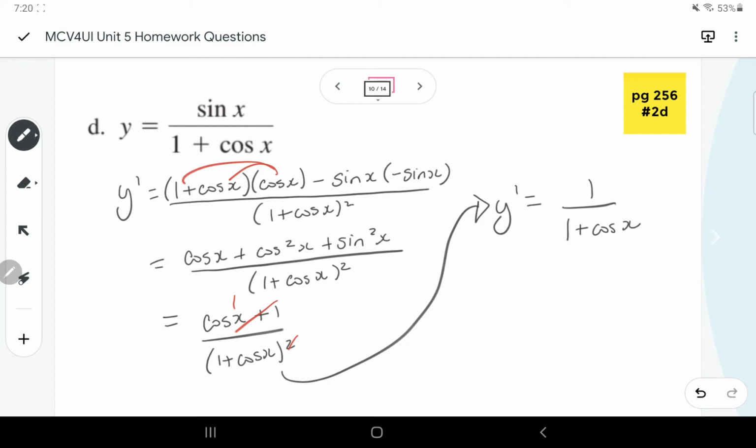So cleaning things up as much as you can, if you see some easy identities to use, that's always a good idea, because we're going to want to be able to solve for the zeros and the restrictions on all of our derivative functions as we go into looking at optimization problems.